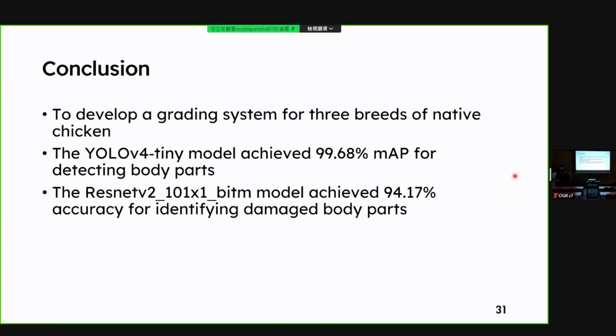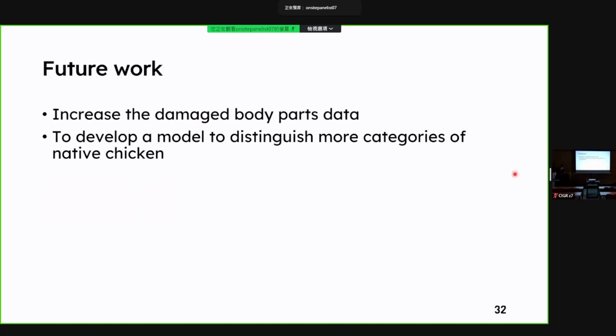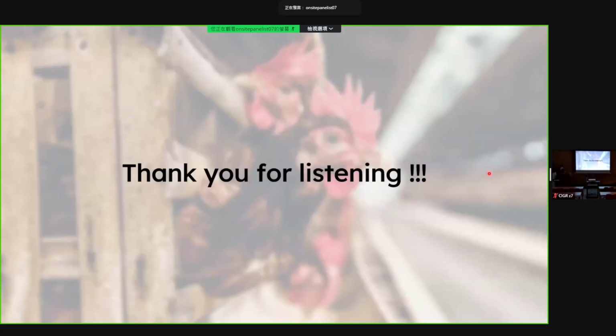And my conclusion is, we developed a grading system for 3 breeds of native chicken. The YOLO V4 Tiny model achieved a 99.68% mean average precision for detecting body parts. And the ResNet V2-101X1 BiT-M model achieved a 94.17% accuracy for identifying damaged body parts. My future work is to increase the damaged body part data, like the wing image previously, and to develop a model to distinguish more categories of native chicken. This is the end of my presentation, and thank you for listening.